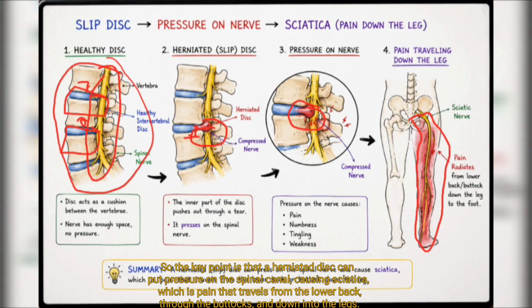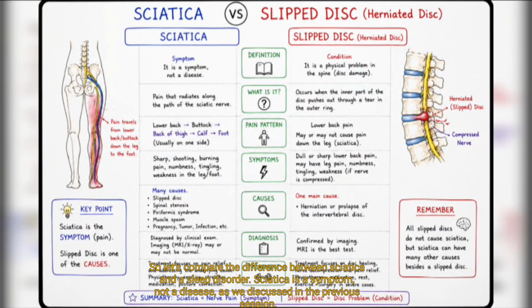So the key point is that a herniated disc can put pressure on a spinal nerve and cause sciatica, which is a pain that travels from the low back to the buttocks and downward to the leg. So let's compare the difference between sciatica and a slip disc. Sciatica is a symptom, not a disease.